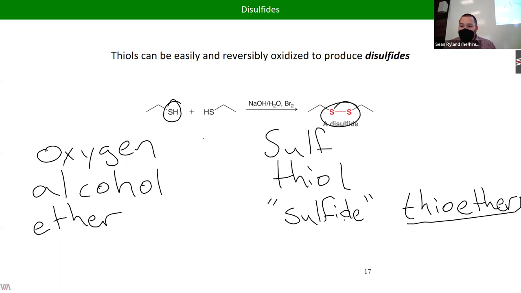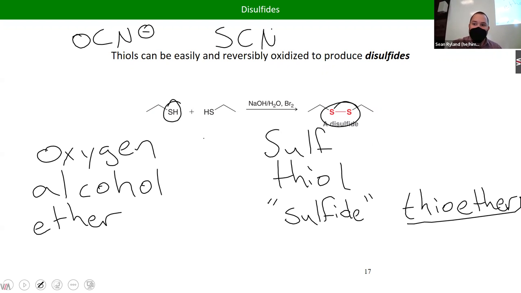You also see that thio show up a lot of places in polyatomic ions. So thiosulfate is sulfate where one of the oxygens is replaced with another sulfur. So it's S2O3. But there's also cyanate, which is OCN with a negative charge. Thiocyanate is SCN with a negative charge. All right, so anytime you see thio, that's what you should be thinking.